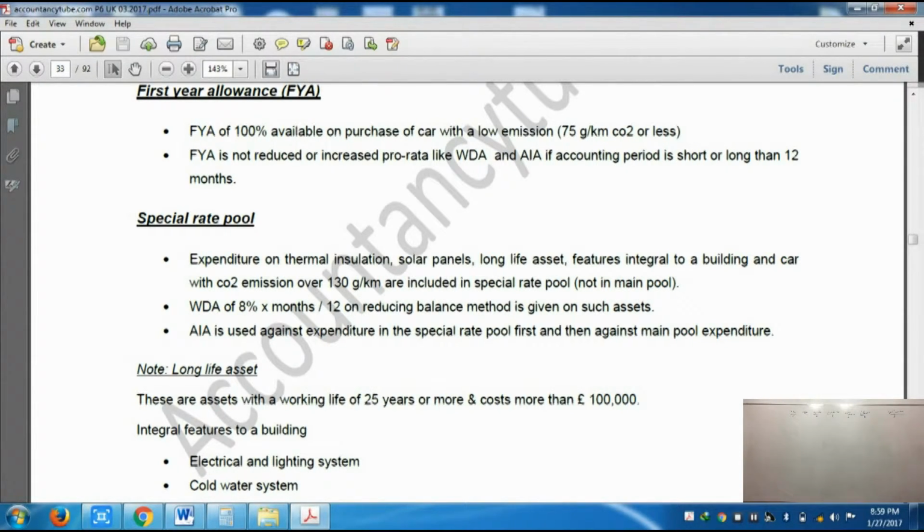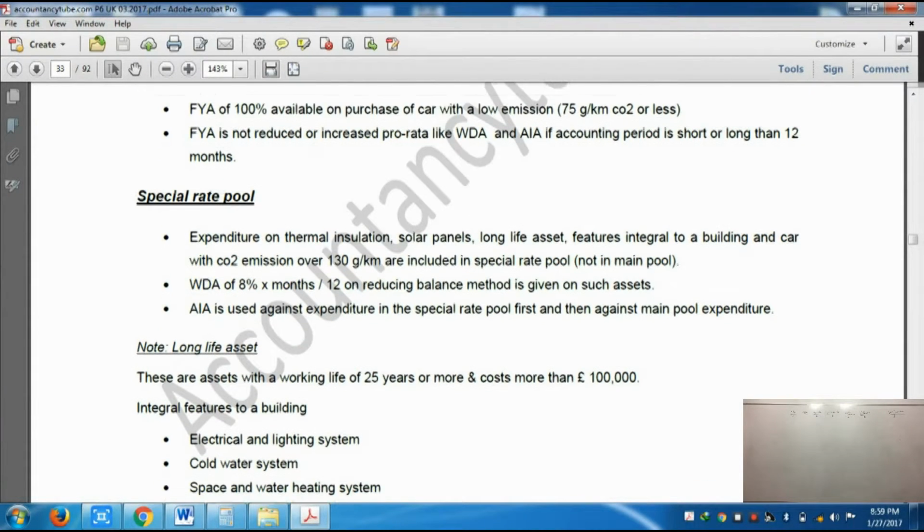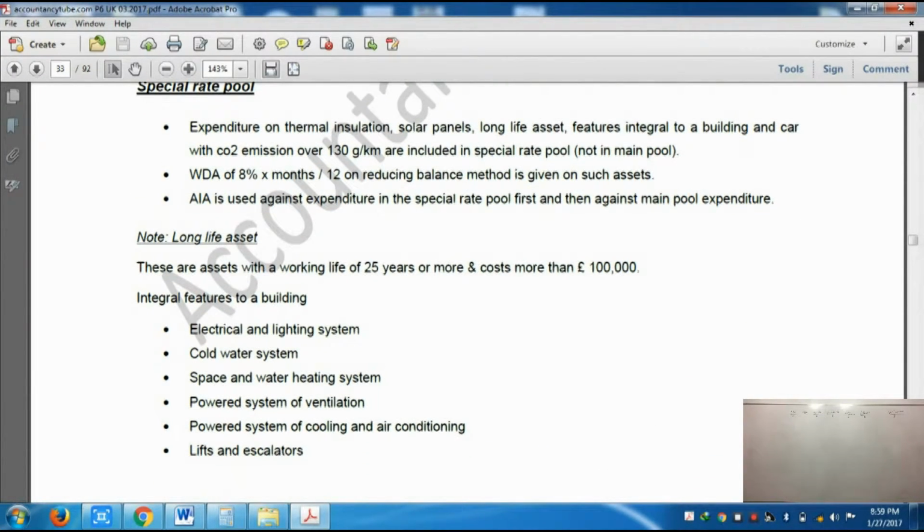Now after that, it is a special rate pool. Now special rate pool is another pool, and we will calculate the capital allowance in a special way in this one. Now expenditure, it says expenditure on thermal insulation, solar panels, long life assets, features integral to a building, and cars with CO2 emission of 130 grams or over are included in the special rate pool, not main pool. I told you there are different pools. So first pool was called main pool. So what allowance do we get in that? 18%. Whereas in special rate pool we get 8% instead of 18%.